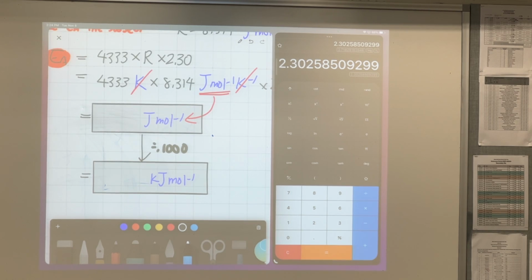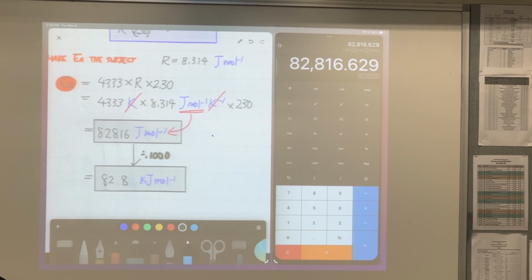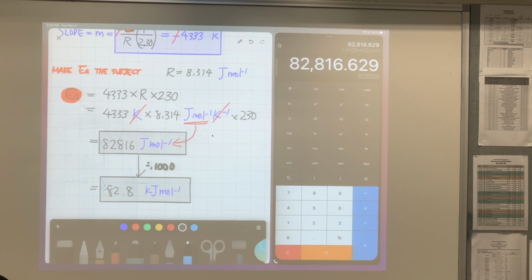So finally, let's just type everything onto the calculator. So we have 2.3. We can just use this rounded number, as this is the number you will use anyway, times 8.31 or 8.314 times 4333. So this should be 82,816 joule per mole. When you divide it by 1,000 and round it off to 3 significant figures, you get 82.8 kilojoule per mole. And what do you notice? EA, does it come out as a positive or negative number? It's always a positive number.